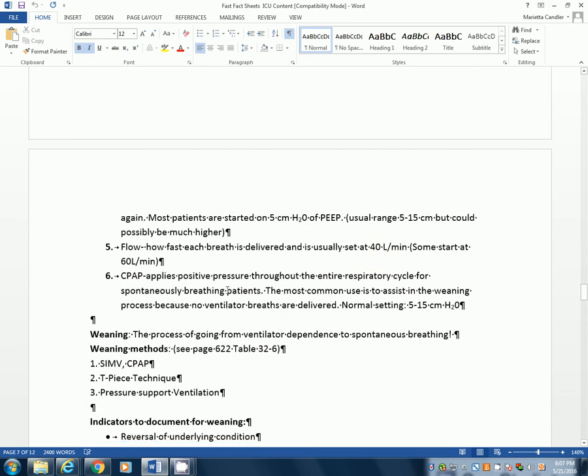CPAP, again, is applying positive pressure throughout the entire respiratory cycle for spontaneous breathing patients. So it's helping through the inspiration and expiration, whereas PEEP's at the end. This is most commonly used to assist, again, in the weaning process because no ventilator breaths are delivered. You're just giving them an extra boost in and an extra boost out. Normal setting is 5 to 15 centimeters.